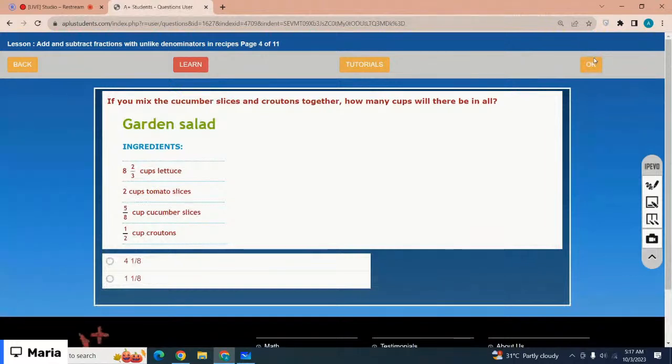Okay, if you mix the cucumber slices and croutons together, how many cups will there be in all? So, which is the correct option? Cucumber slices are 5 by 8 and croutons are 1 by 2. So, which is the correct option?